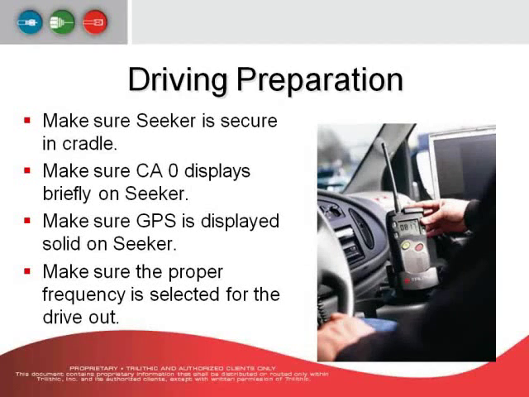So when you're preparing to check for signal leaks, or getting ready to drive for signal leaks, you want to make sure that your seeker is secure in the cradle. You're going to make sure that some letters and numbers come across the screen. It's a CA0. It'll come on the screen briefly and then it goes away. That lets you know that you're getting a good lock, that it's docked properly in the docking station. You want to make sure that GPS is displayed solid on the seeker.